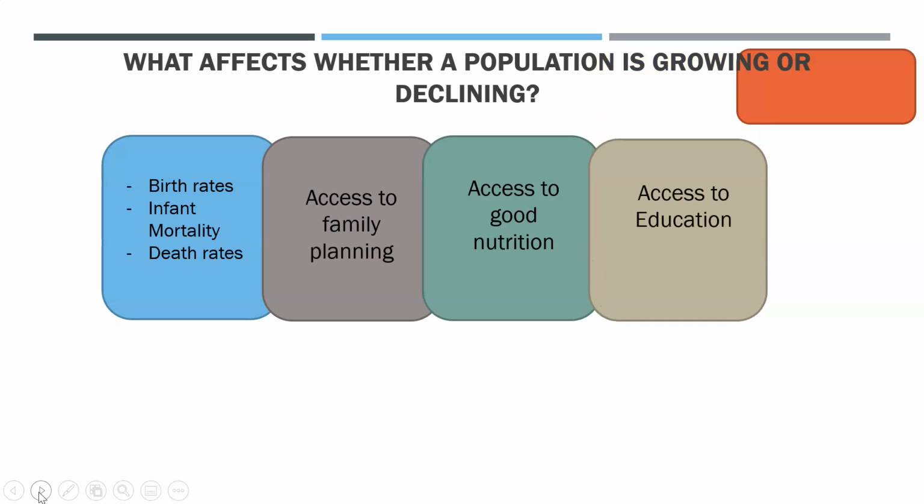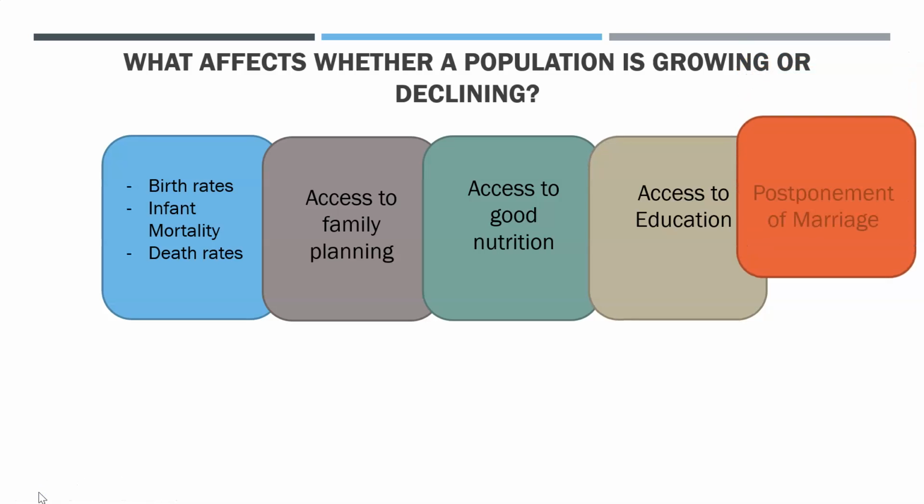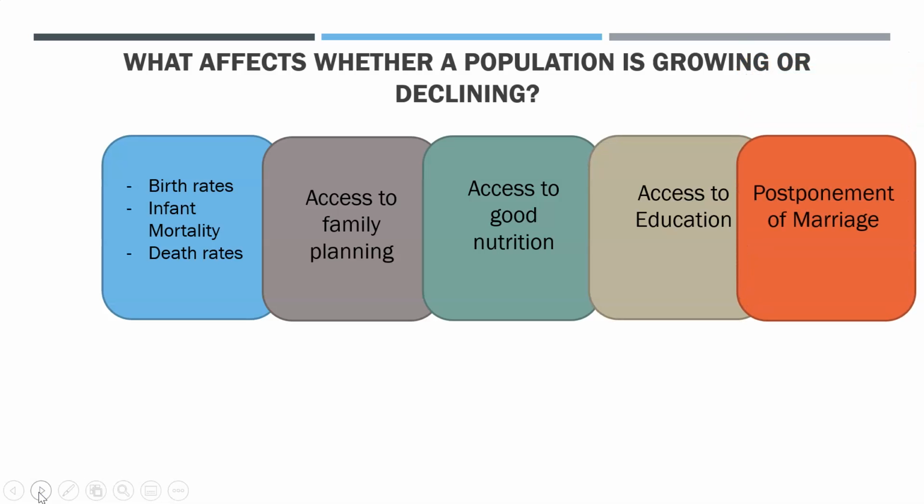We have access to education. As we learned previously, educating females shows later age at first birth, which will decrease our overall birth rates. And lastly, we have the postponement of marriage. So waiting until you're older to get married tends to correlate with having fewer children.